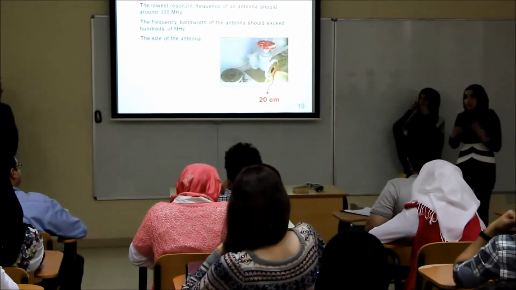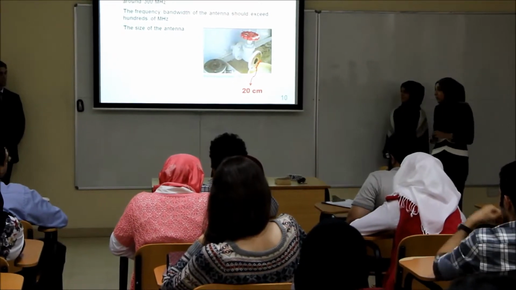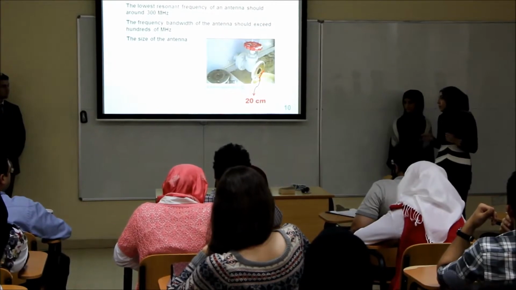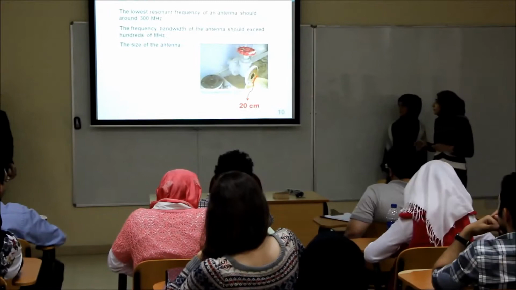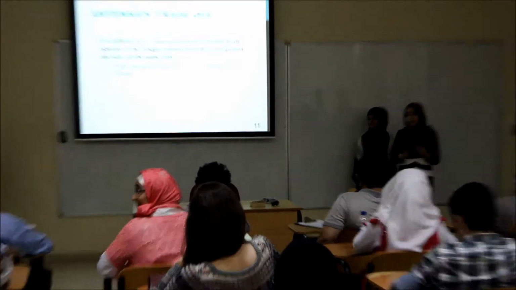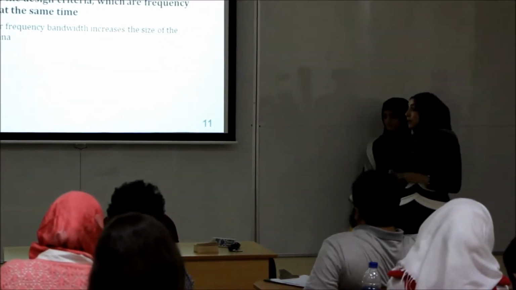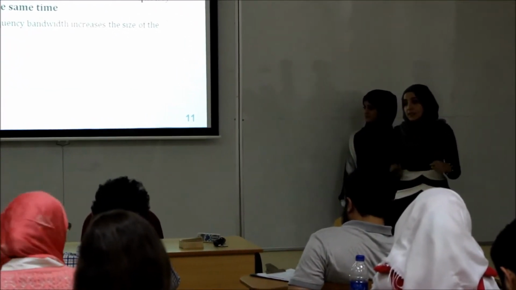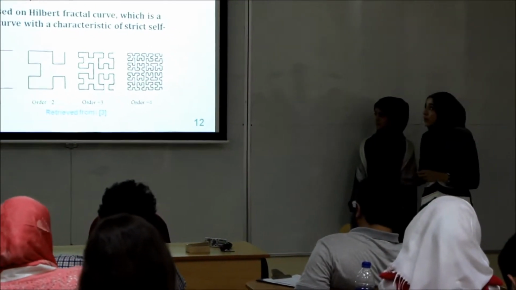As AbdAlmonam mentioned, we are targeting the old transformer in which there are no direct windows available. So the only access point to the tank of the old transformer is the drain valve, which has an average diameter of 20 centimeters. However, it's very difficult for a regular antenna to satisfy both criteria of size and frequency at the same time. This is because as the frequency bandwidth of the antenna increases, the size has to be increased too.